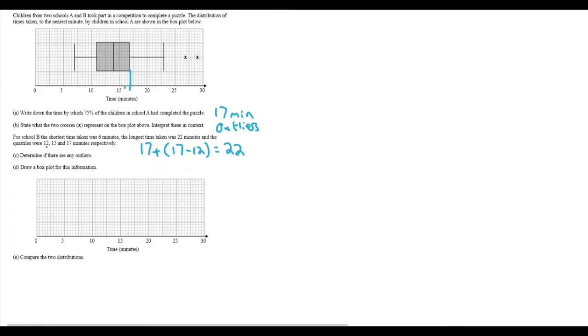And then for the lower one, you'll have your 12 minus the 17 minus 12, so 12 minus the 5 to give us 7. This 6 is below that 7. There is someone who completed it in such a fast time that they were an anomaly. Now that we've identified that the 6 is an anomaly, or an outlier, we can plot the box plot.